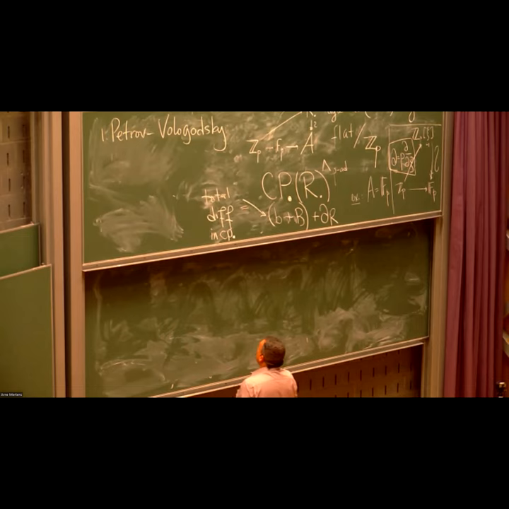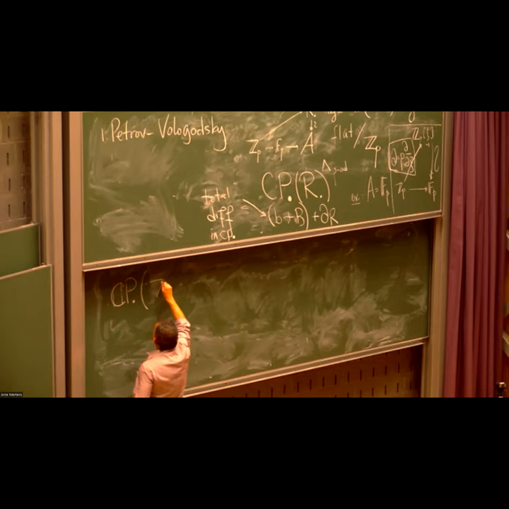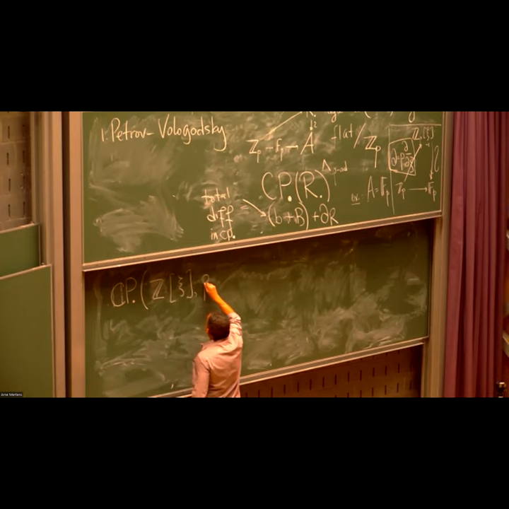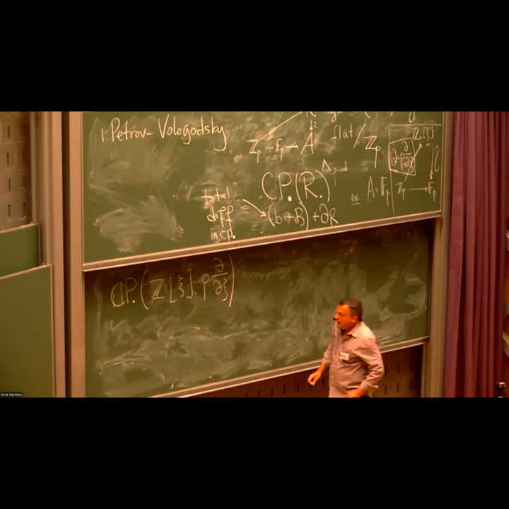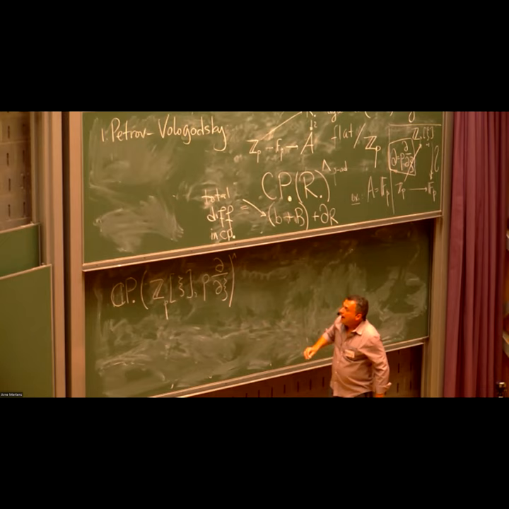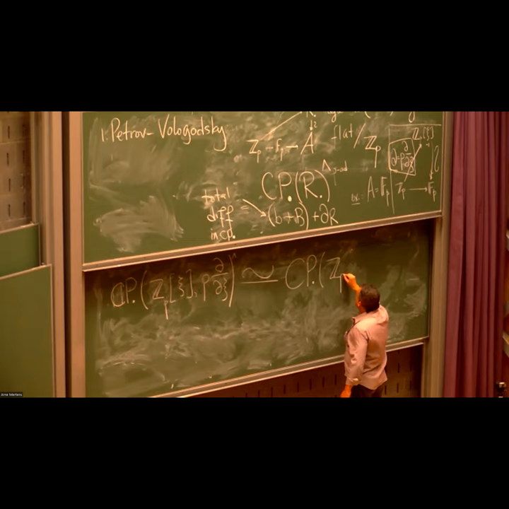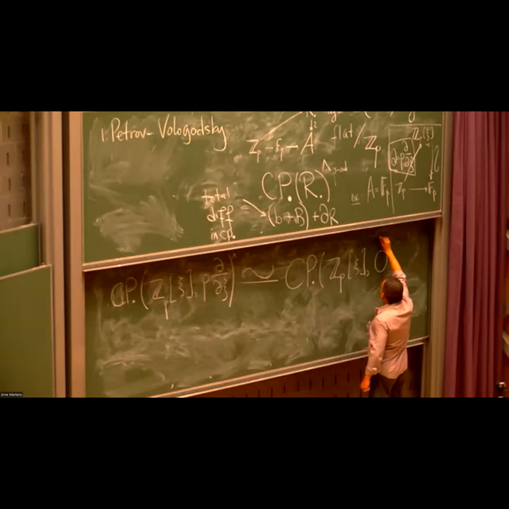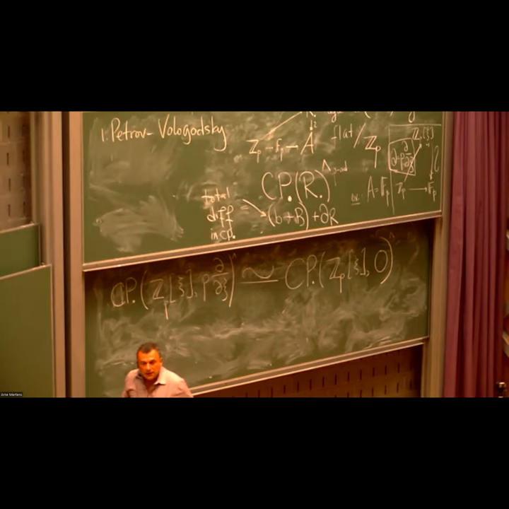Okay, so what should I say? CP. So my scalars are this, and I want to compare it to just ZP, probably I complete. And one observes that this is the shape of things to come, that this differential is small and the periodic cyclic complex is very, very rigid. So actually as complexes, they are isomorphic.